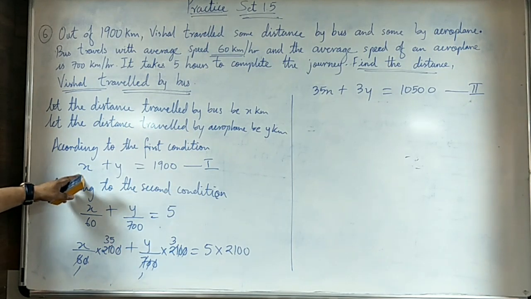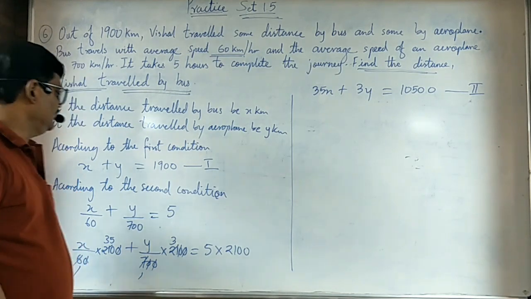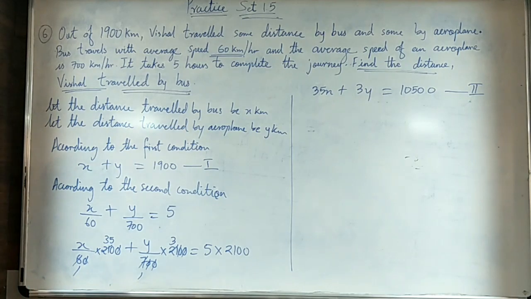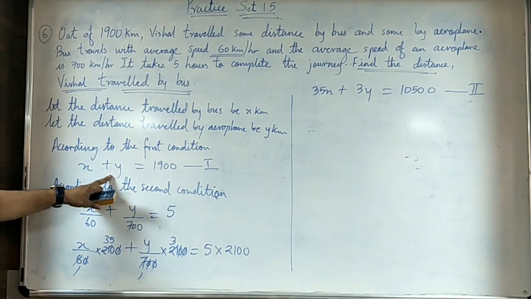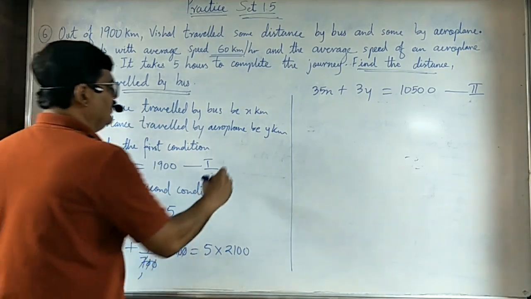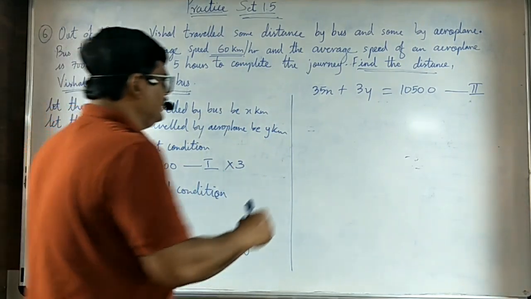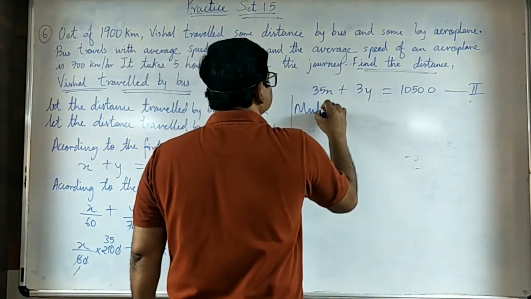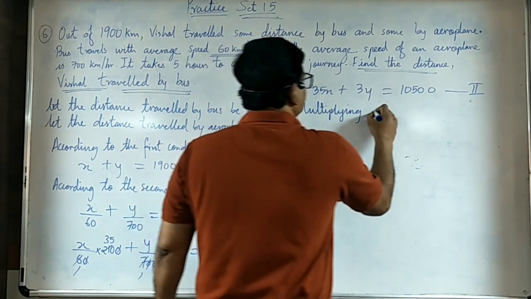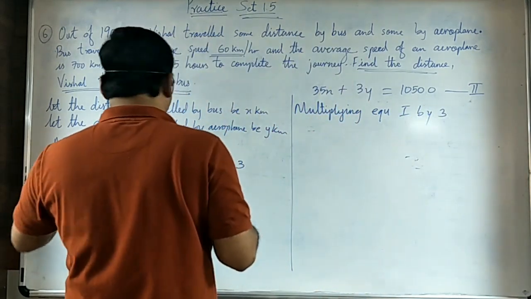Now you can see equation number 1 and equation number 2. Further, we have to equalize. So we see x plus y is equal to 1935 plus 3y is equal to 10500. I'll try to equalize the y. If I multiply equation number 1 by 3, because there is 3y, so you have to write it over here, multiplying equation 1 by 3.